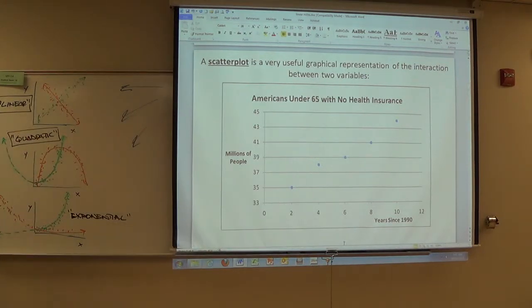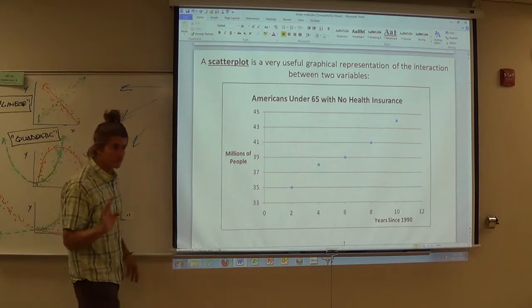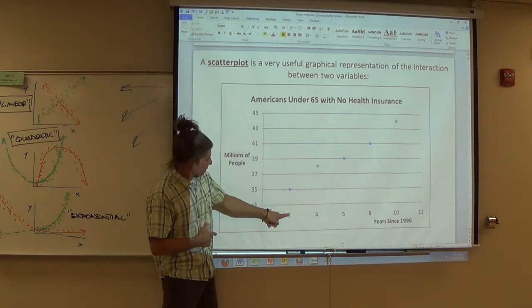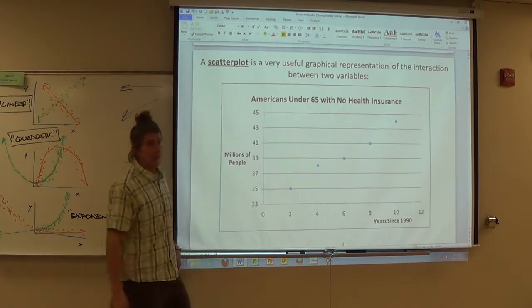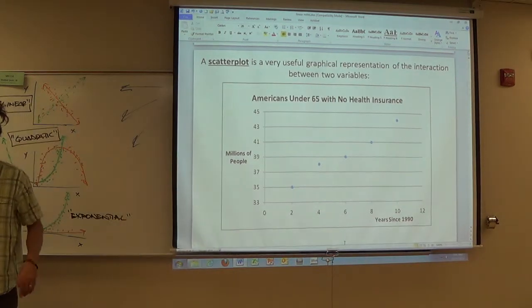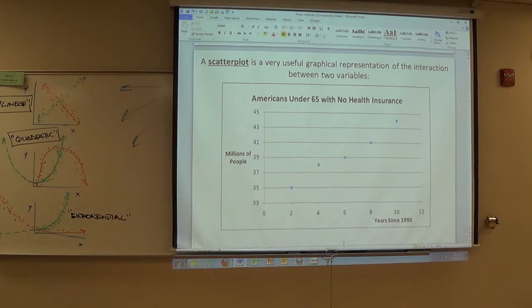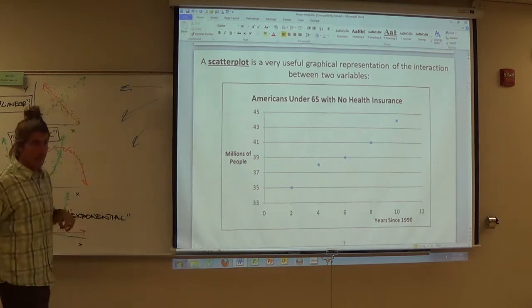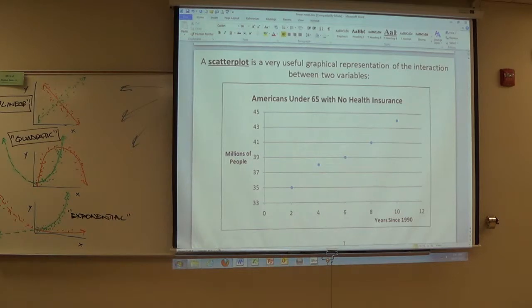So, everybody follow what we're looking at here? Let's make sure we understand. That blue point right there, 2, 35. What is that? 1992. That is 1992, Jordan. And in 1992, there were 35 million uninsured people. That's what that point stands for.